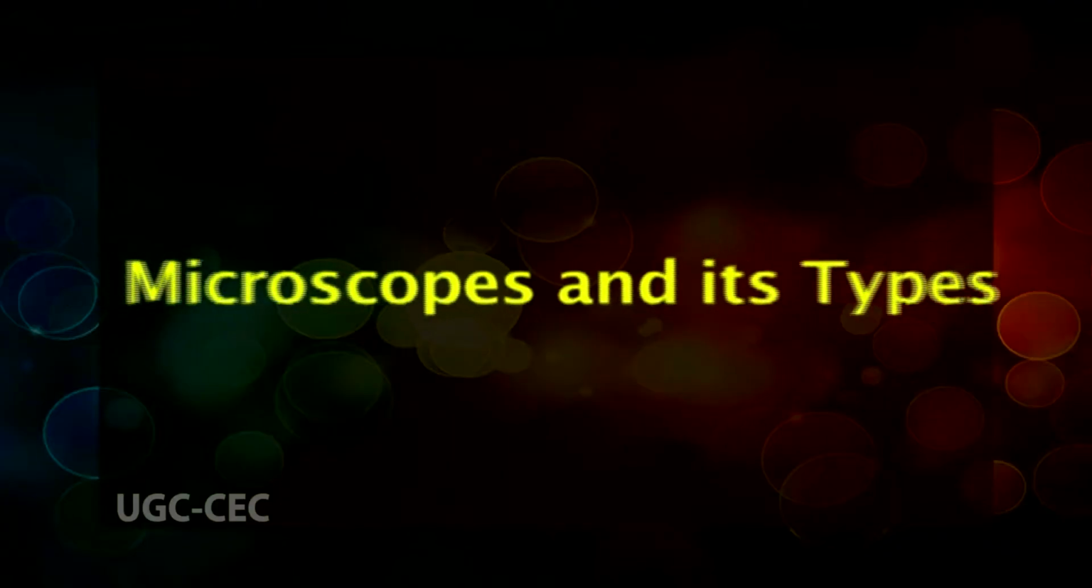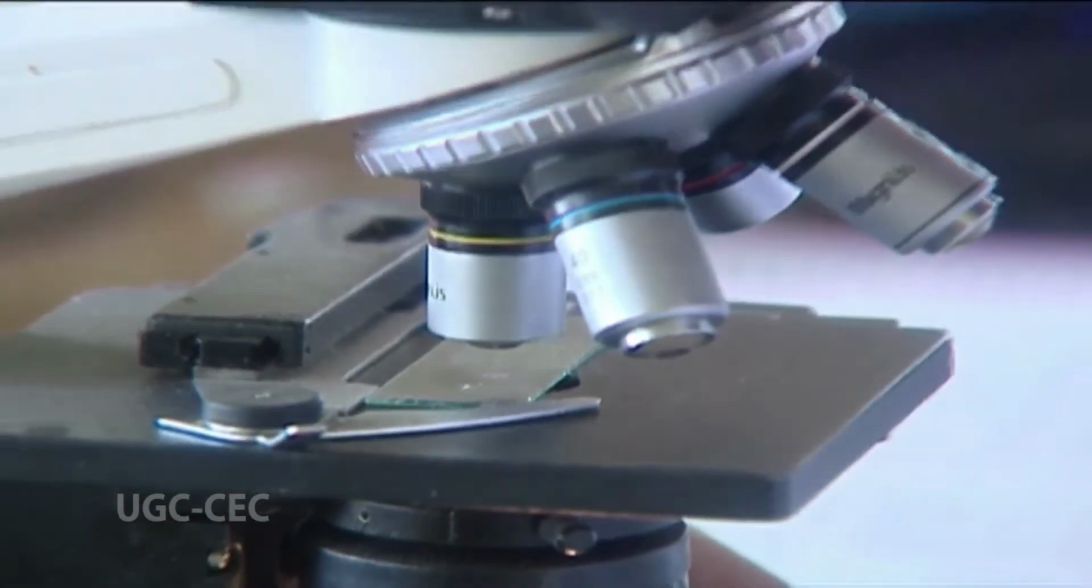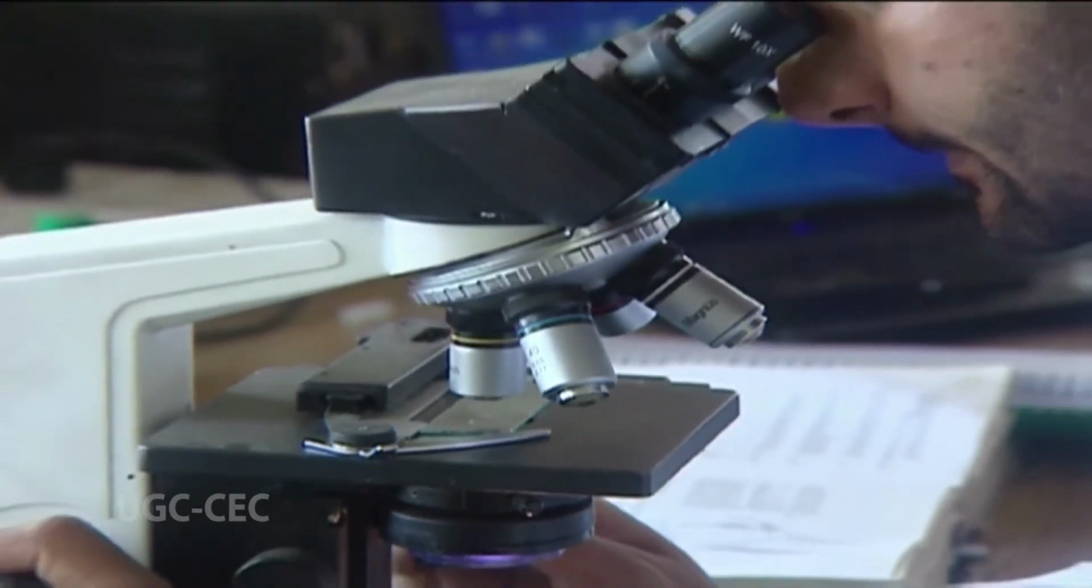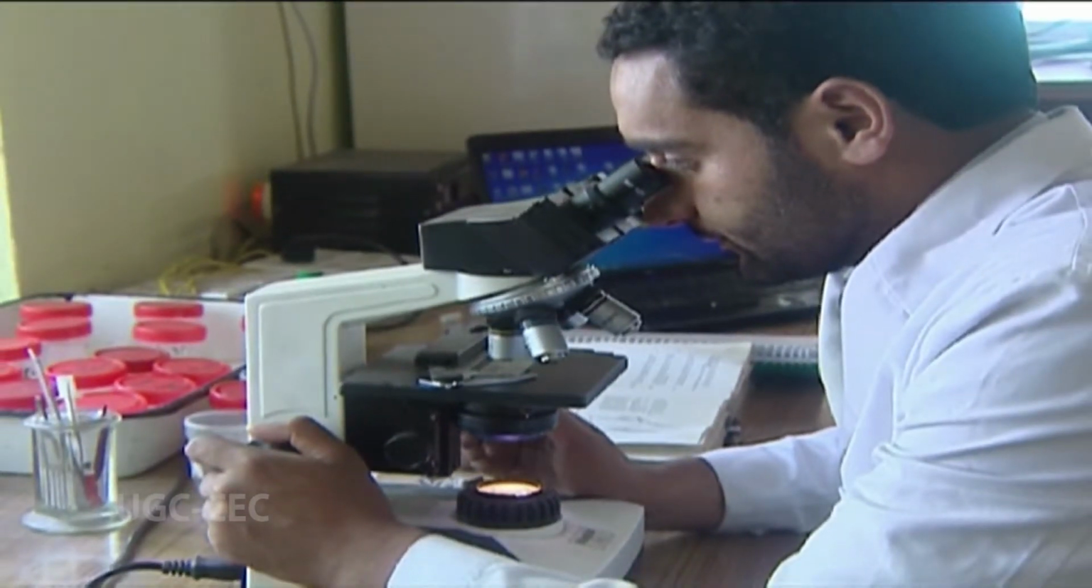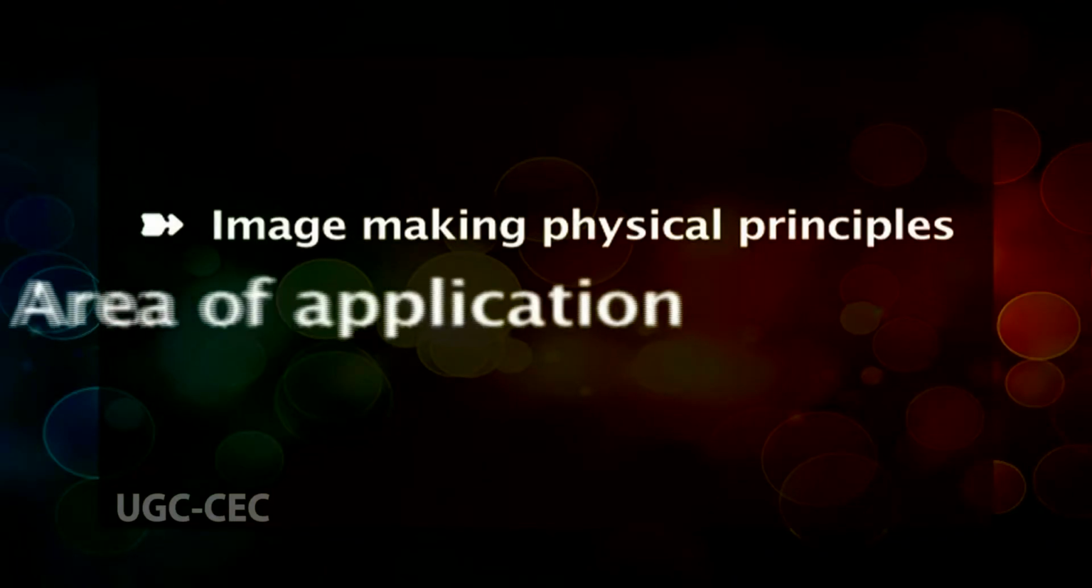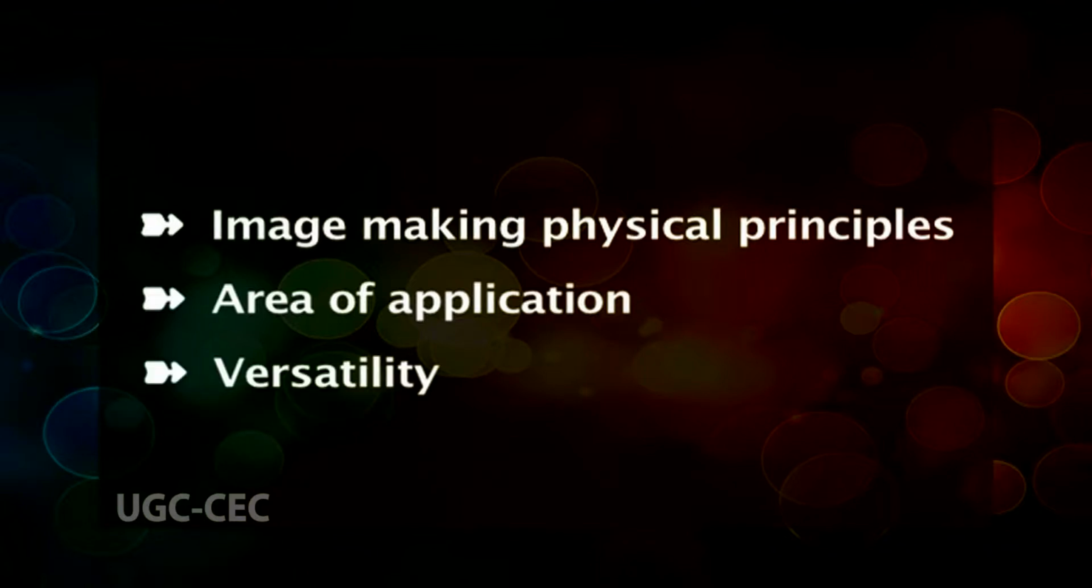Now, coming to the microscope and its types. The invention of the microscope has brought about great inventions that have transformed the human race. This device is effective and very important in science because it provides an opportunity for scientists to study natural elements that are not visible to the naked eye. There are different types of microscopes depending on the purpose for which they are intended. Microscopes can also be classified based on their image-making physical principles, area of application, and versatility.